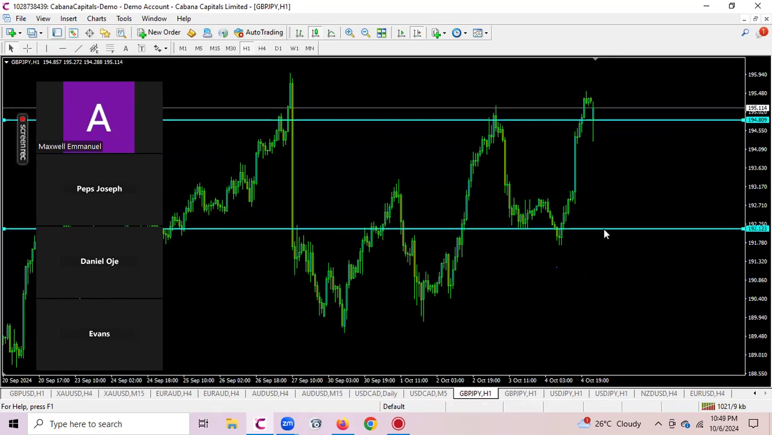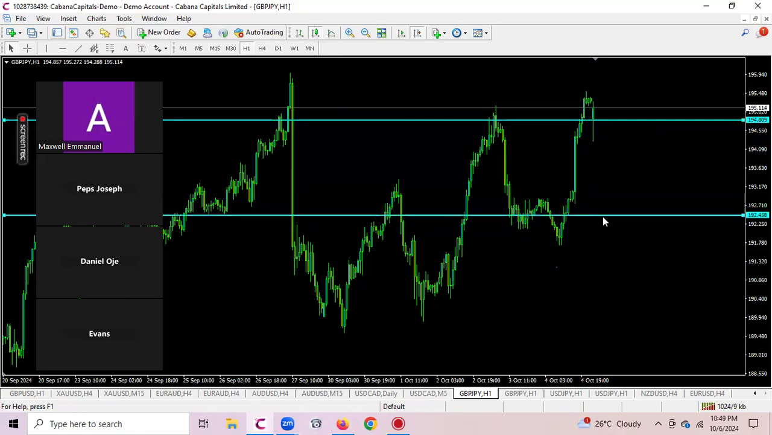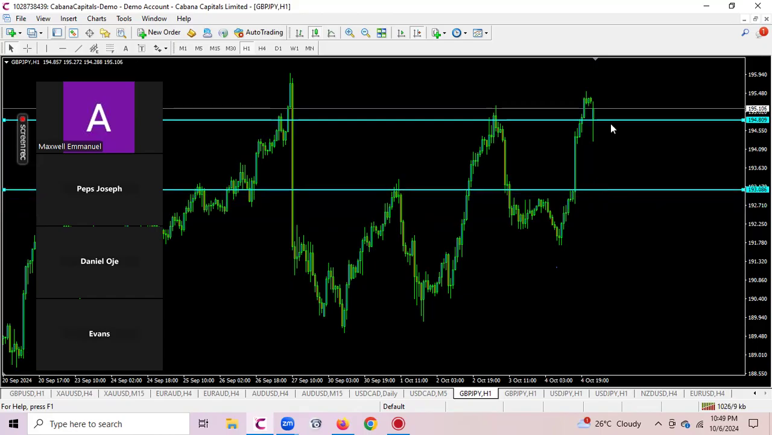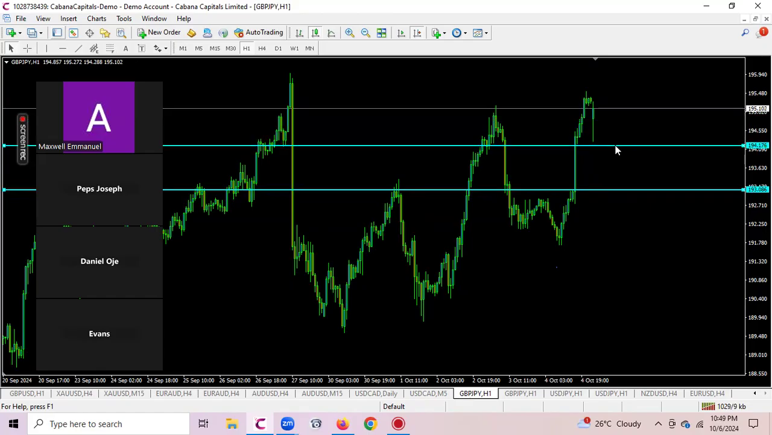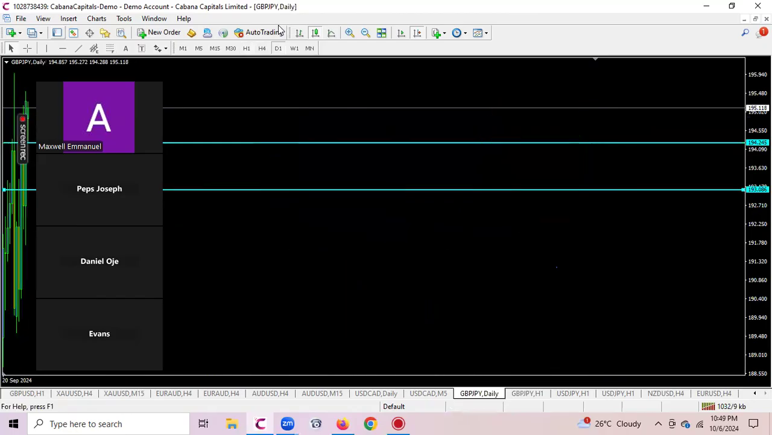If I want to buy, do we have a fair value gap on 1 hour? This should be it on 1 hour. Price should fill this gap. Are you with me? Price should fill this gap. Now let's go back to daily.